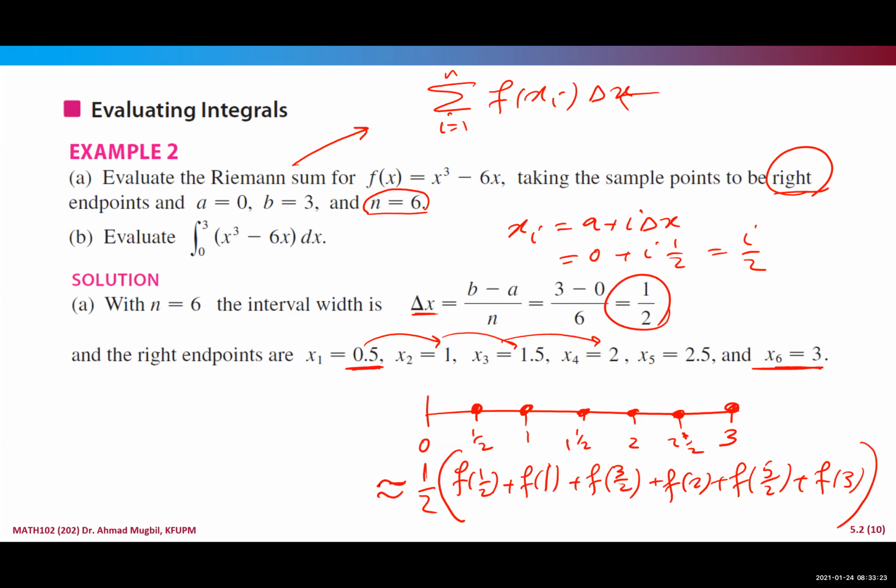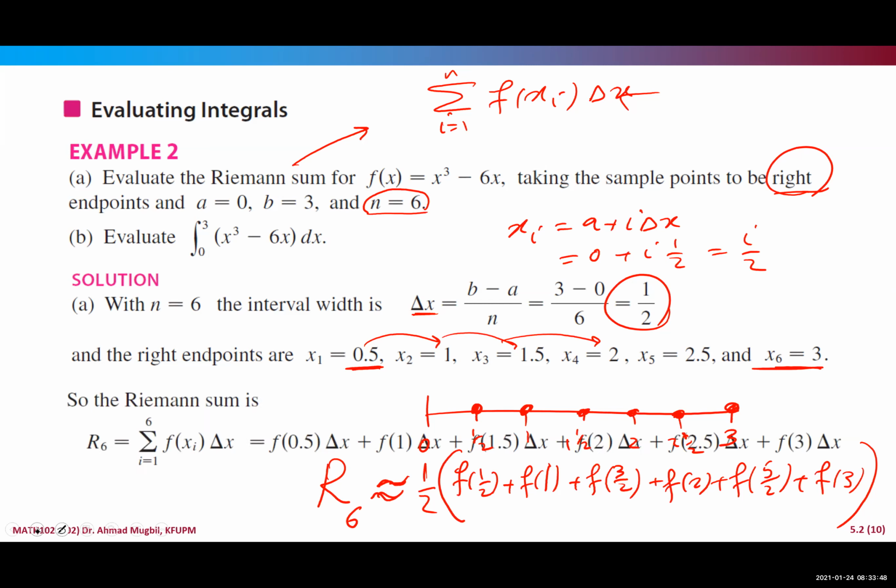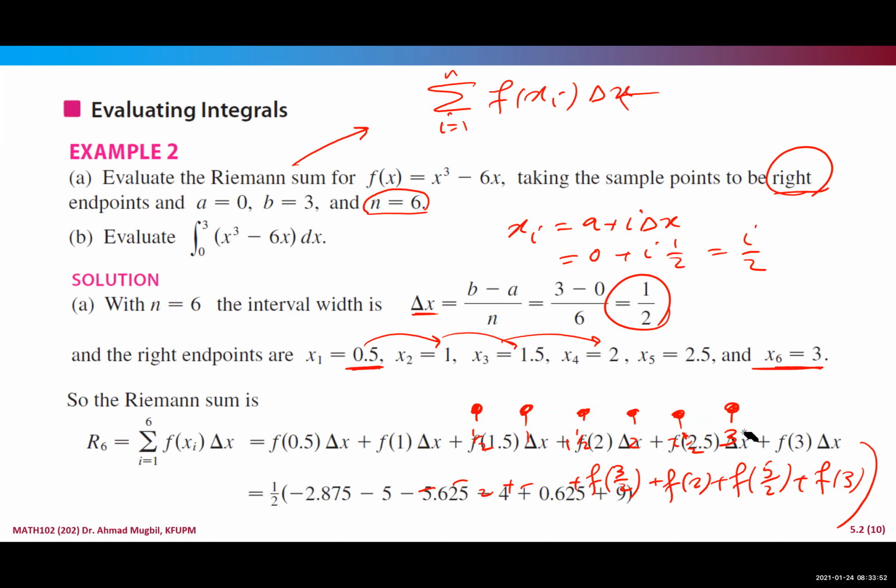This will give you approximately the area. But of course, we are not talking about the area here. We are talking about the Riemann sum. By the way, the Riemann sum with right endpoints can be represented by R. This is R6, because we used 6 rectangles. Here it is. This is exactly what I have mentioned for you, shabab.